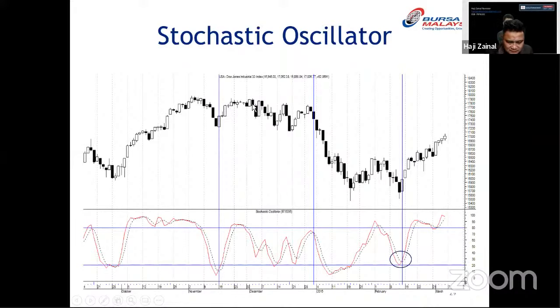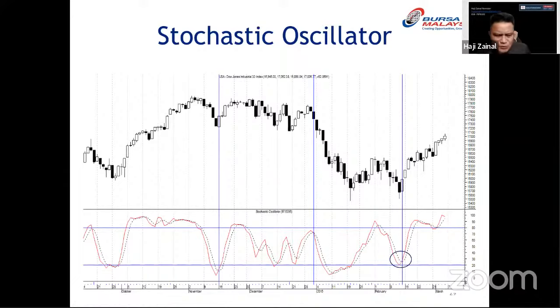Okay, is there any divergence here? Not really. No divergence. Okay, and they give you a buy signal. This is a buy signal for this stochastic. All right.